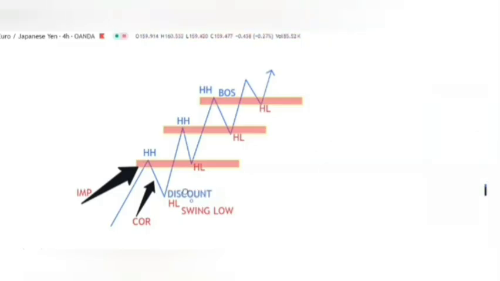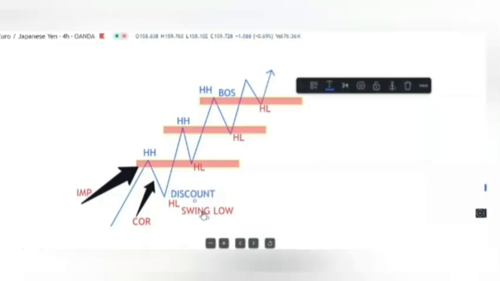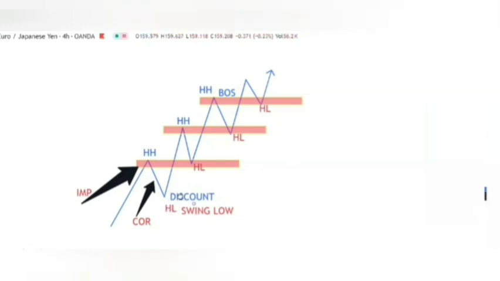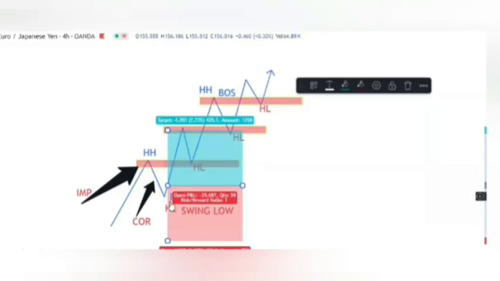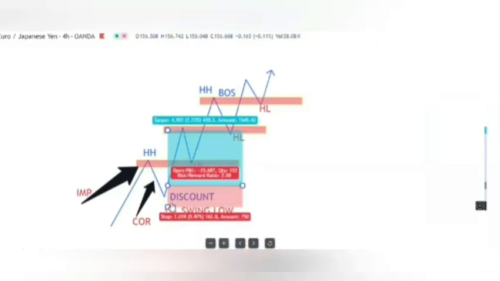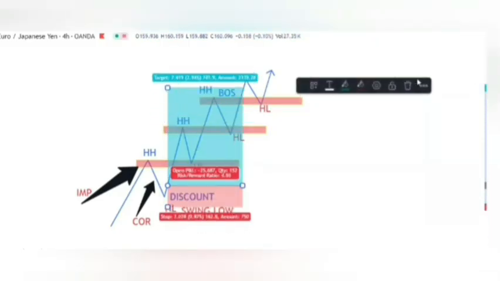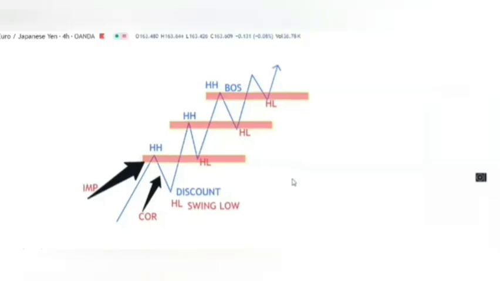So the higher low becomes a discount, or the swing low becomes a discount, for buyers to place their buy orders here, typically looking to continue that move to the upside. So this is the typical bullish market structure. It has these components.